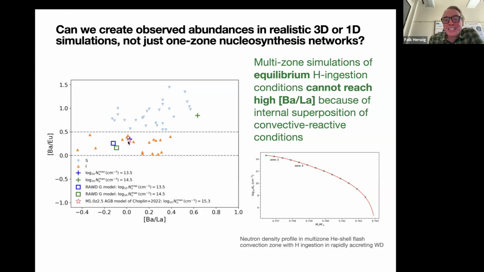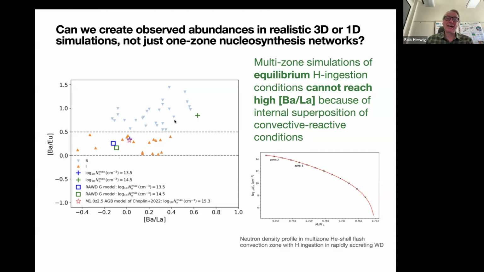So it looks as if, and we do understand this now, it's this superposition internal freeze-out effect that I could explain in a little bit more detail. We understand it, we believe it. The point is that if we run this in multi-zone simulations, in the most realistic simulations, the possibility offered to us by nuclear physics to explain the high barium lanthanum has gone away. How do we do it?